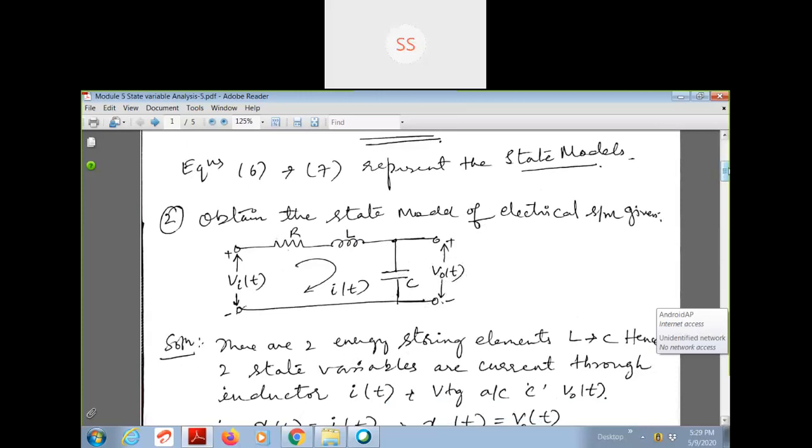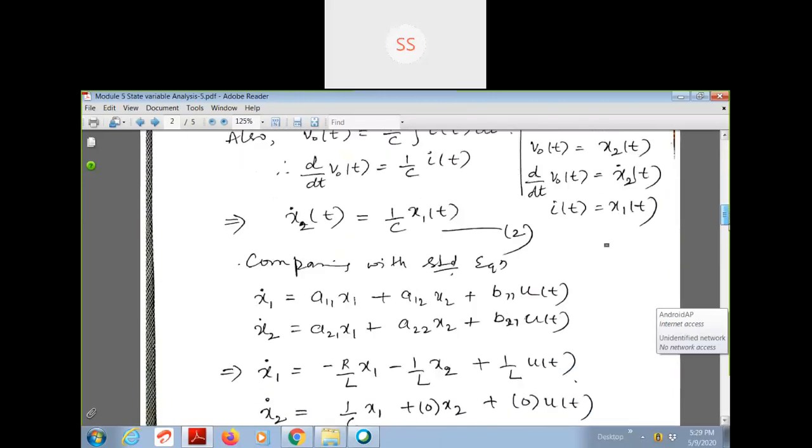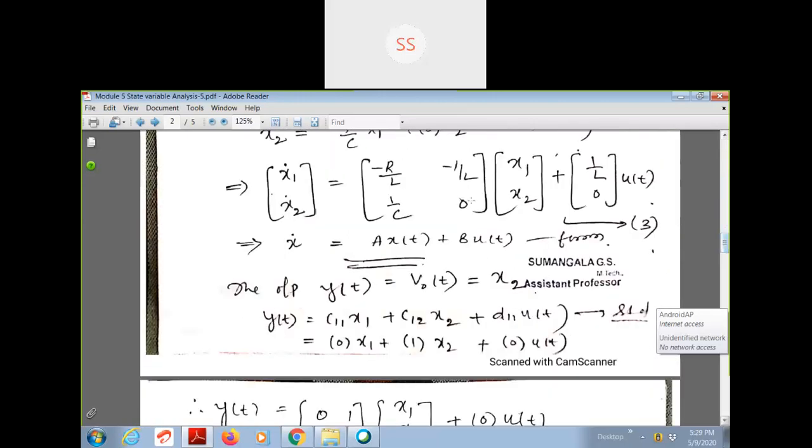So obviously v naught of t will become our y of t. You will have to write the output equation y of t equal to v naught of t. But v naught of t we have called our second state variable x2. So therefore y of t is equal to x2.